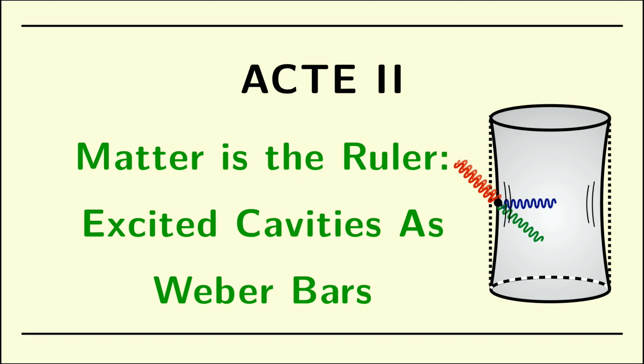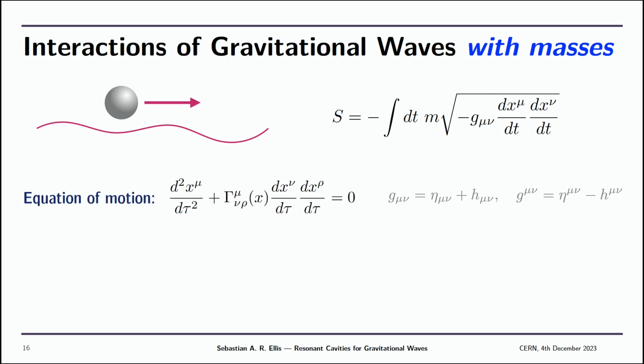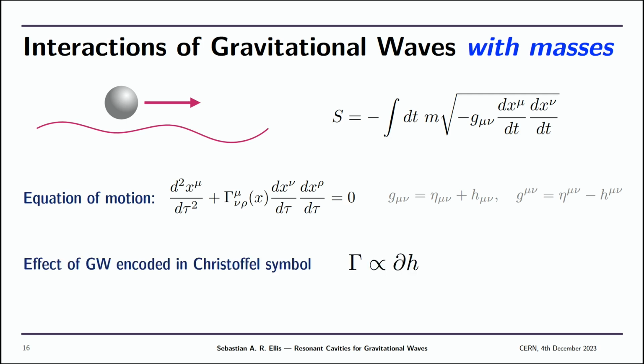So, given that I have 10 minutes left, I will try to speed up a little bit as we move on to Act 2, which is when matter is actually the ruler. So, we all remember the equation of motion for a test mass somewhere in space. We remember that the equation of motion is just this geodesic equation. We also recall that the effect of the gravitational waves is entirely encapsulated by the Christoffel symbol gamma.